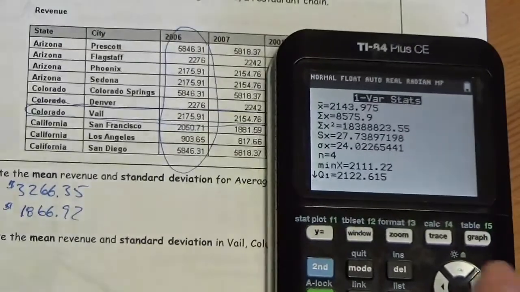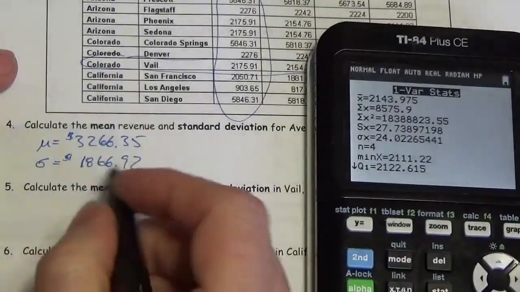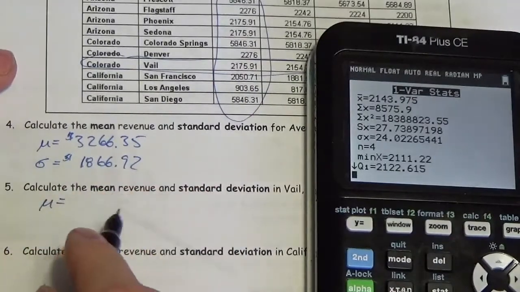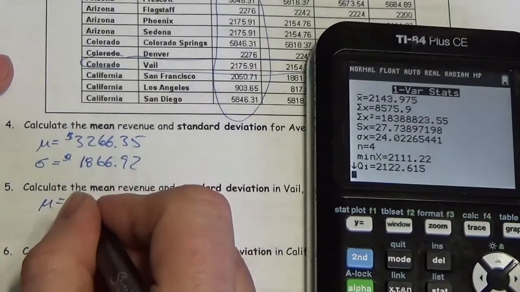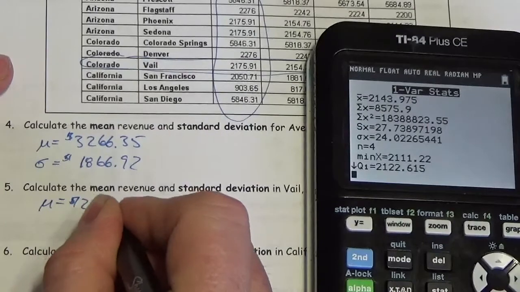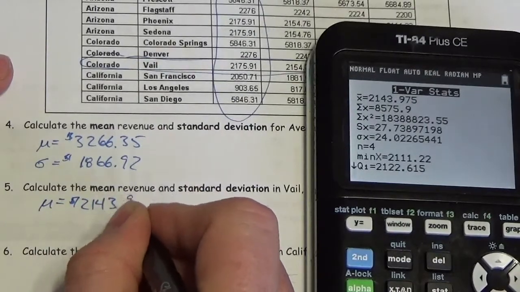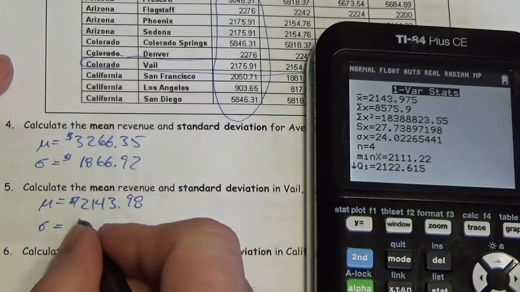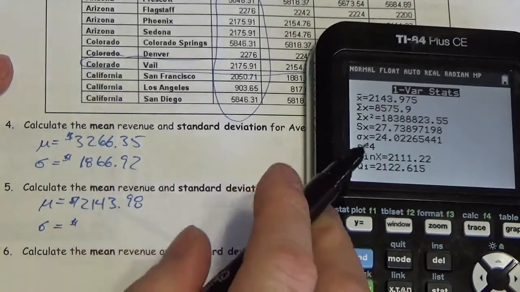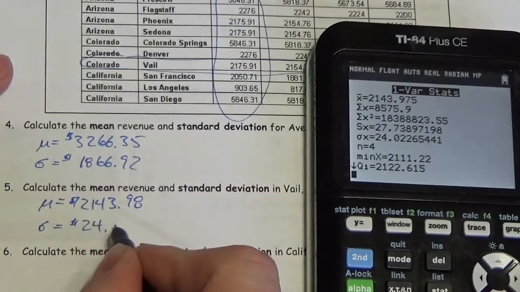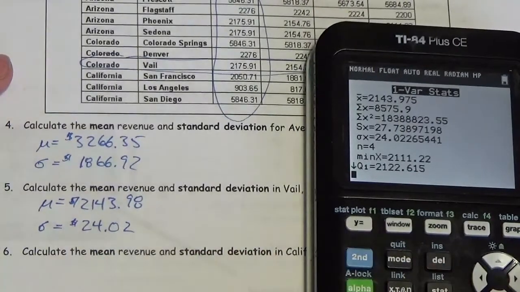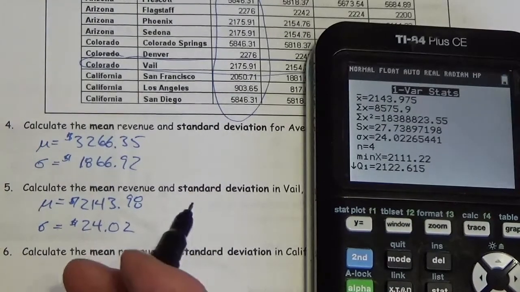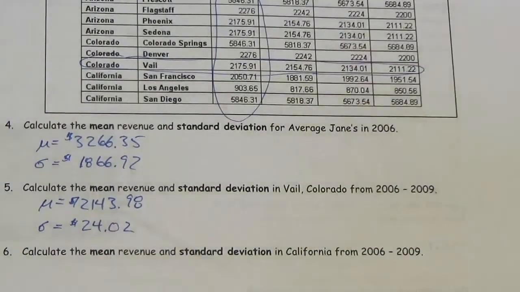Okay. And we get here that our mean is $2,143.98. And our standard deviation, now look at that. Our standard deviation is $24.02, which means this data here is way, way tighter to the mean. There's very little fluctuation here.